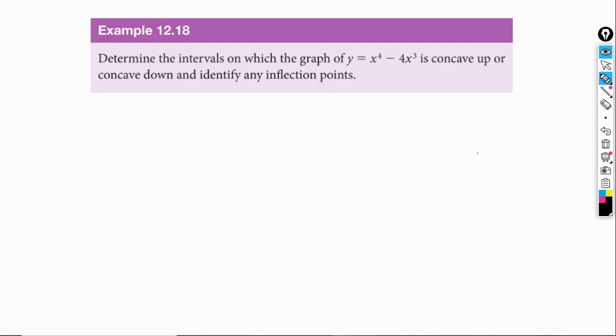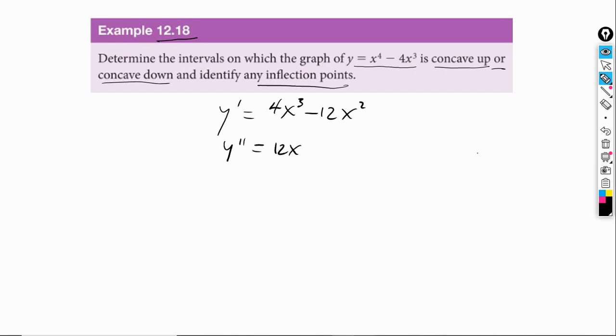Very well, so here we are now on example 12.18, and it says determine the intervals on which the graph of y equals x to the 4 minus 4x cubed is concave up or concave down, and identify any inflection points. Okay, so I think we have to do this backwards. We should probably identify the inflection points first. And remember that for that we need the second derivative. So the first derivative is going to be 4x cubed minus 12x squared. Then the second derivative is going to be 12x squared minus 24x.